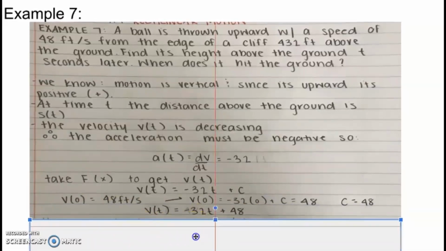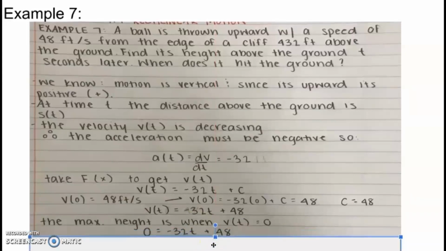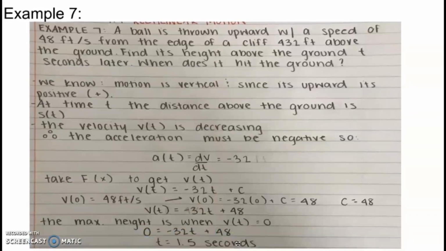And then the max height is when v of t equals 0. So we set it equal to 0. So 0 equals negative 32t plus 48, solving for t, and we get t equals 1.5 seconds. I'll leave this up so you guys have time.